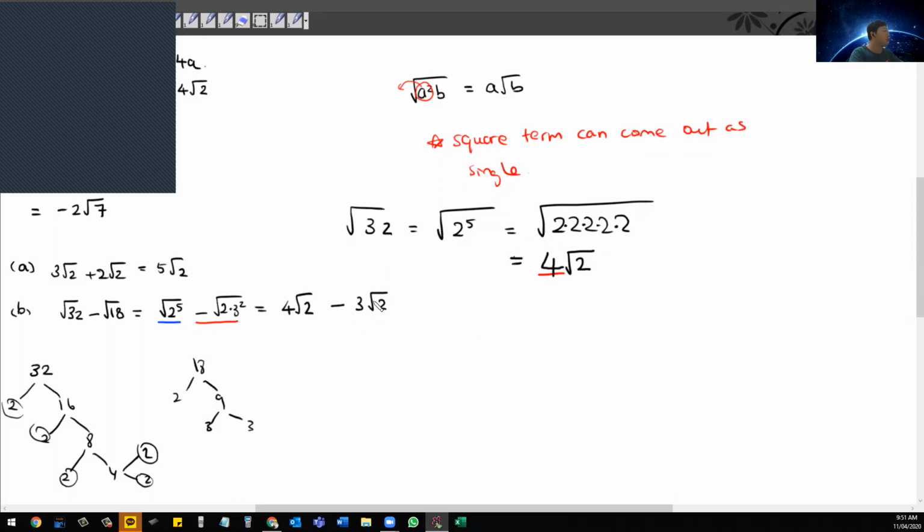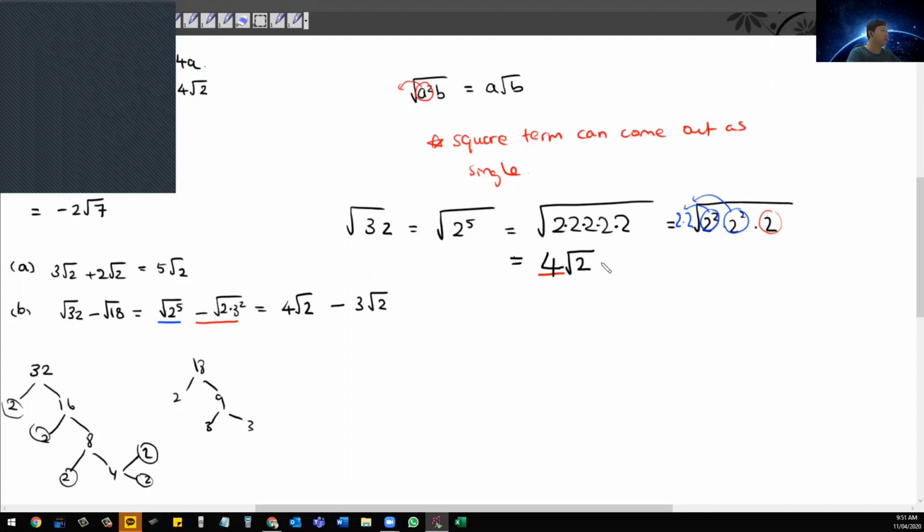And this will be 3 root 2. The reason is, root 32 is the same as this and the same as that, but we can actually write this one as 2 squared times 2 squared times 2, right? So that one remains, but this one can come out as 2, and this one will come out as 2 as well. So you're going to have 2 times 2 at the front. So that's why it becomes 4 root 2.